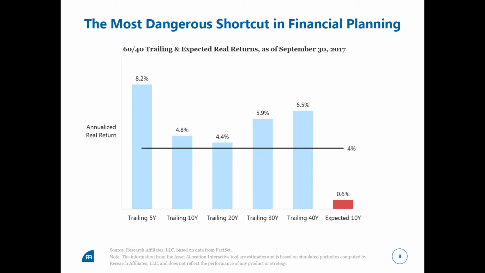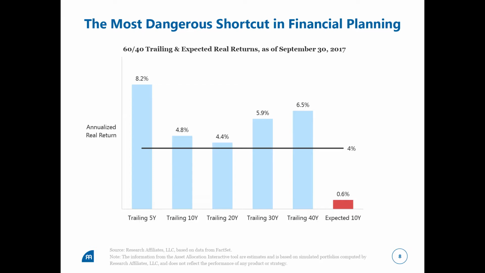which is what we call the most dangerous shortcut in financial planning. And that's to rely upon historical returns to guide our expectations for the future. Now we show you over the trailing 5 years that 60-40 as of September 30, 2017 has given us about an 8% real rate of return. And if we go back 10 years, it's given us 4.8%, 20 years, 4.4%, 30 years nearly a 6% real return, and trailing 40 years, 6.5%. Real return, real after inflation return.